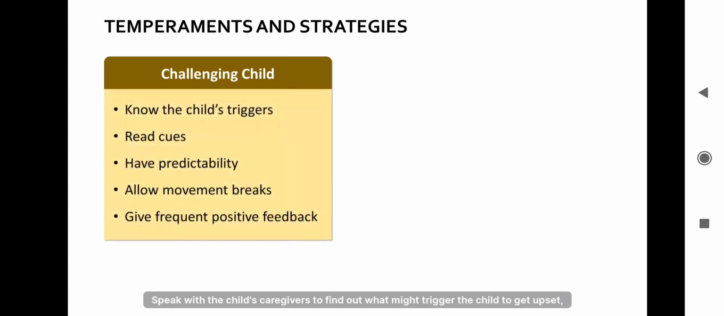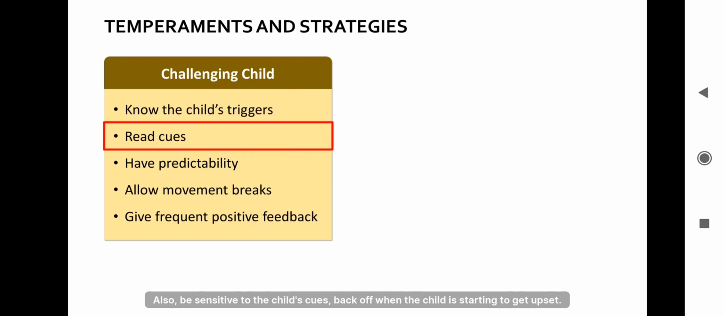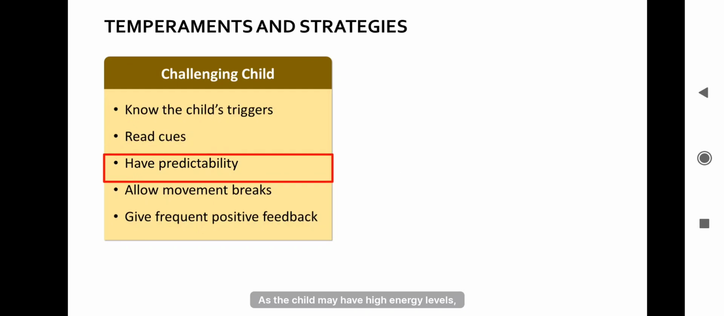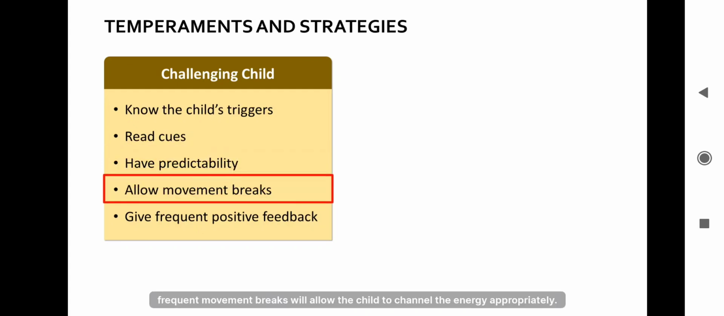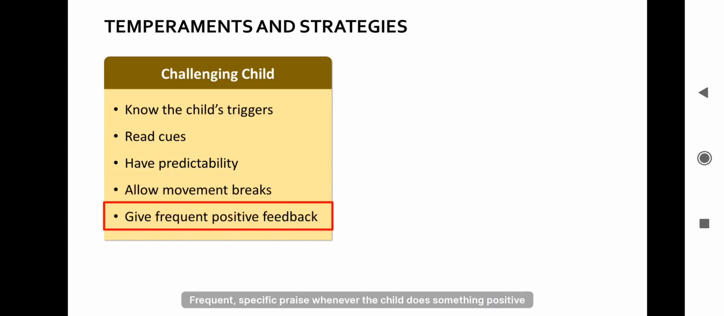Speak with the child's caregivers to find out what may trigger the child to get upset and try to avoid such triggers. Also, be sensitive to the child's cues. Back off when the child is starting to get upset. This child will do well with predictability, hence adequate preparation of the child with what to expect will help. Visual cues to remind the child during the encounter would also be helpful. As the child may have high energy levels, frequent movement breaks will allow the child to channel the energy appropriately. Frequent specific praise whenever the child does something positive will encourage the child to continue his or her positive behaviors.